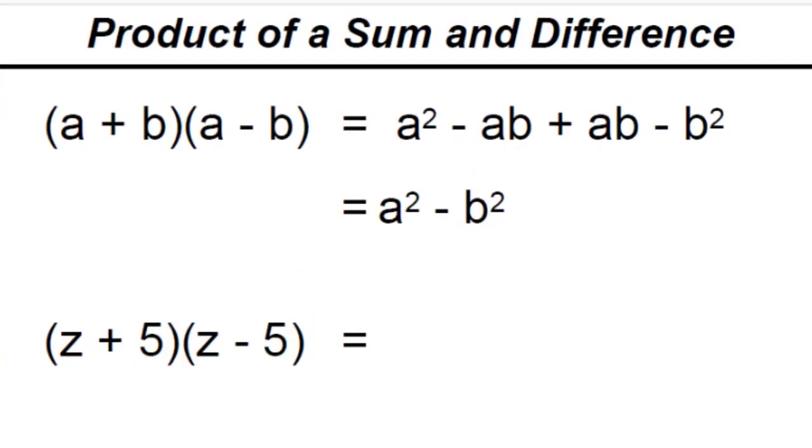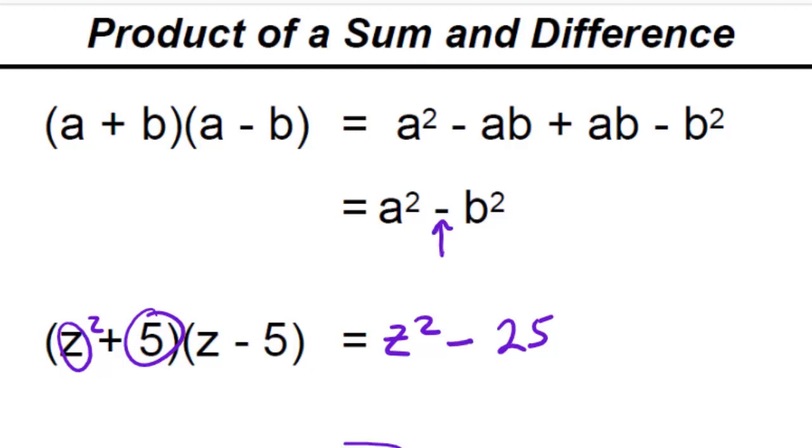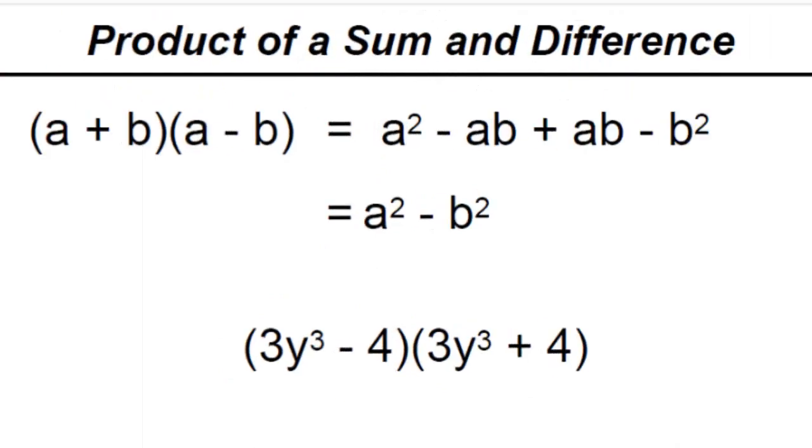Okay, so let's do another product of sum and difference. So the first one squared is going to give us z squared. Take the second one squared, and that gives us a 25. And remember, this pattern always produces a minus in the middle, so we put a minus right there, and we are done multiplying.